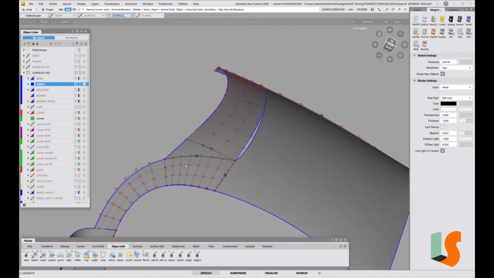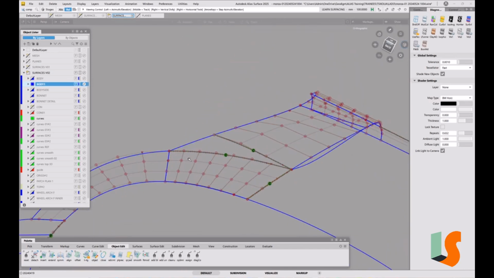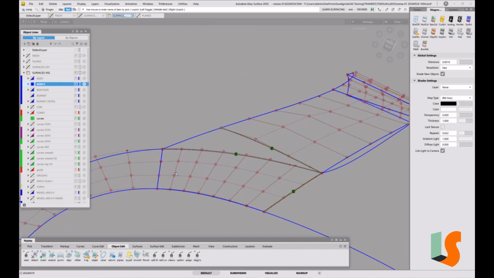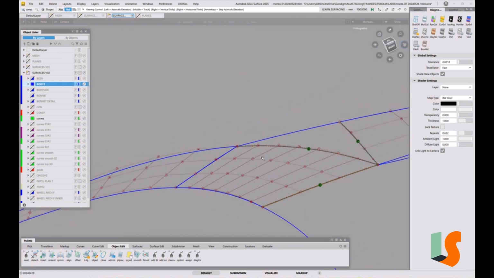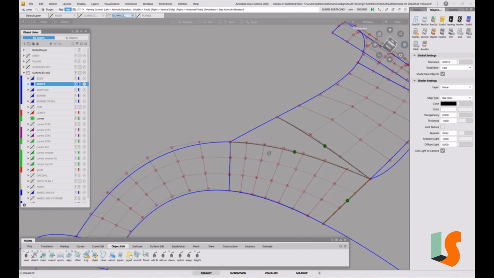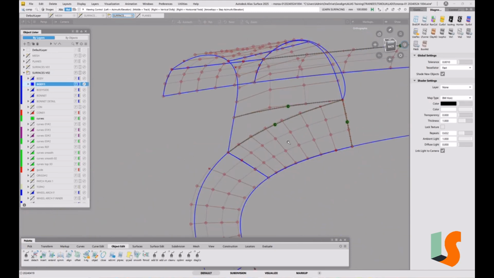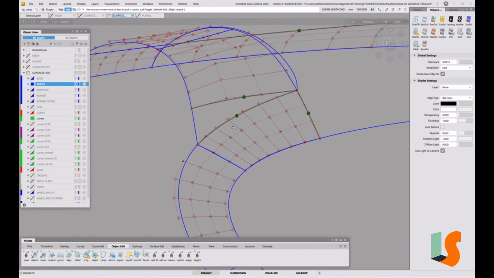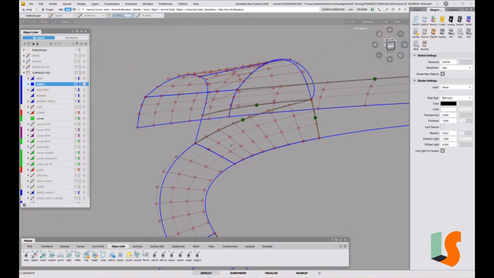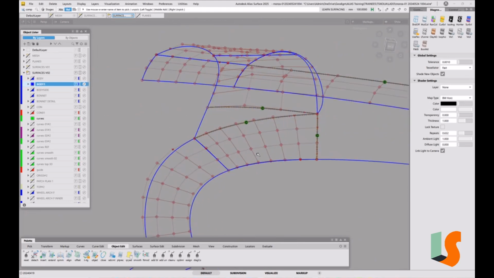The temptation might be to bump up the degree of this, so we've got more CVs to play with. But all you'll end up doing is creating more lumps and bumps. So the only solution to fix this area, to make that better, is to fix that surface.